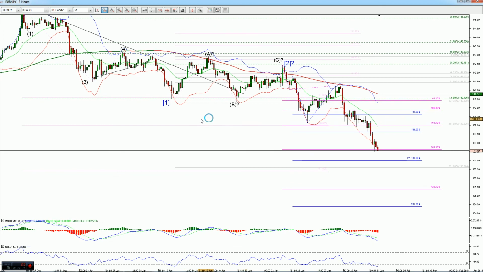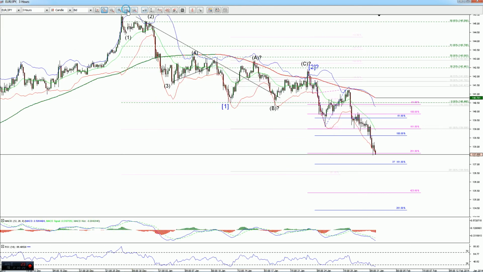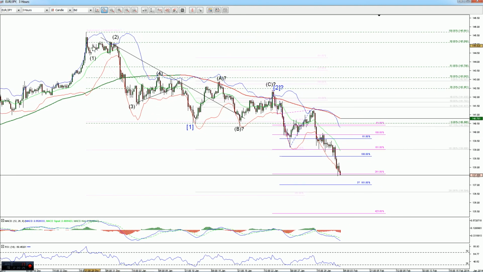This is the 3 hours chart. On the 3 hours chart, I had shown the whole count. This was a bigger one, a bigger two, and the two ABC correction. This was a running flat correction. The C was not able to go higher above this high, and then we started the third wave to the downside. And the blue Fibos are indicating where the internal fifth wave may end. Okay, and this is around this area.